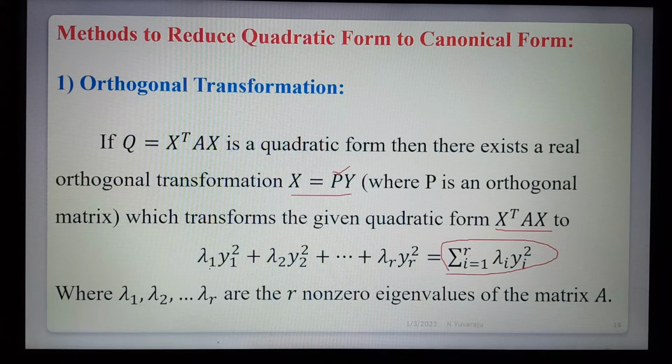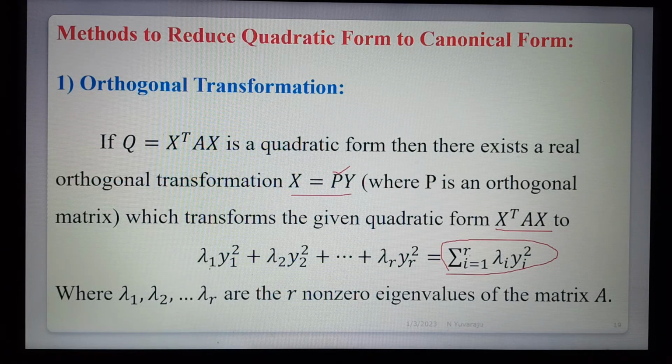The remaining new variables you have to find, assumed y1, y2, y3 and so on. That is the new variables. In the canonical form, the coefficient matrix must be a diagonal matrix, with diagonal elements being only the eigenvalues of the coefficient matrix of the given quadratic form.